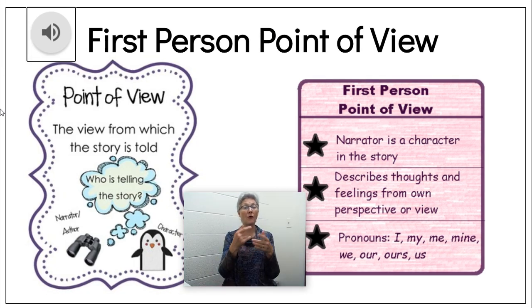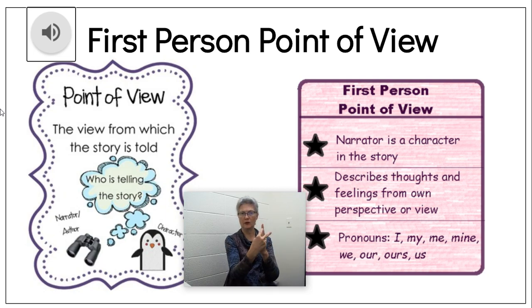Before we start today's lesson, let's zoom in on this concept of first-person point of view. Point of view is the view from which the story is told. Think about who is telling the story. Is it a character, or is it a narrator or the author? There is first person and third person point of view. However, for this particular lesson, we're going to focus in on first person point of view.